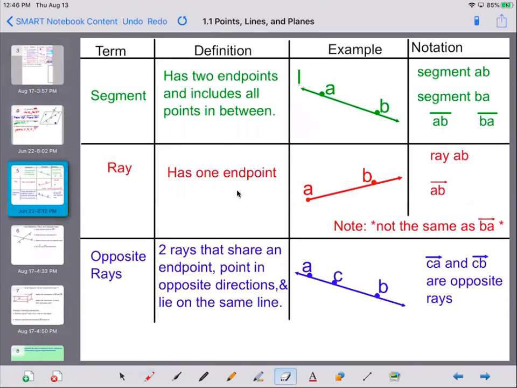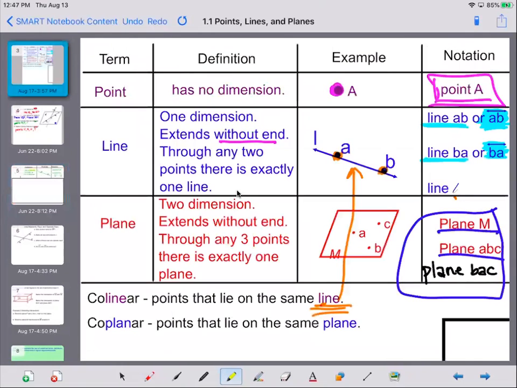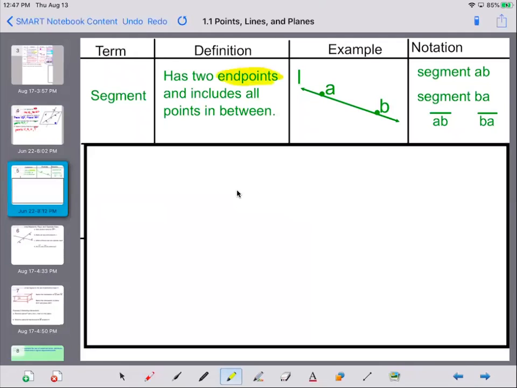So some more definitions here. First one on this page is a segment. This is different than a line. So a segment, it actually has two endpoints. Now this is important to notice because when we were talking about a line, it said without end, right? But on a segment, it says has two endpoints. So this is the big difference between a segment and a line. A segment is just a piece of a line. So a segment has two endpoints and includes all the points in between those two ends.